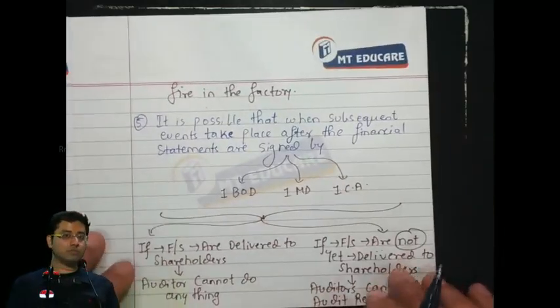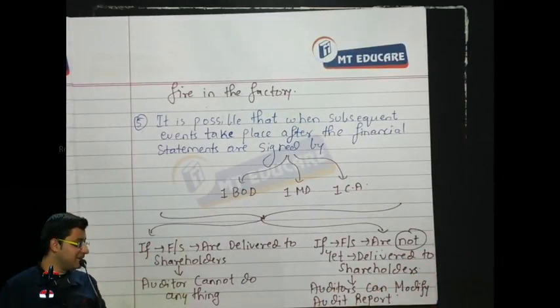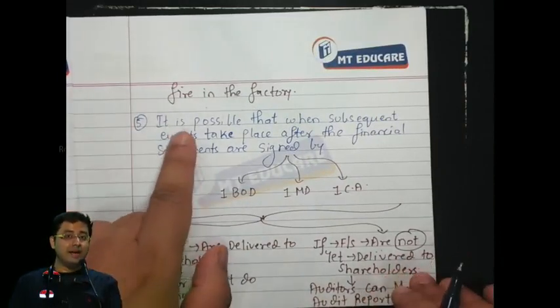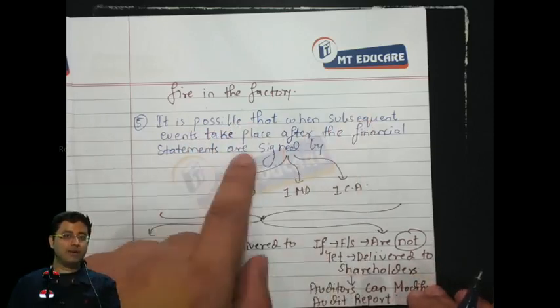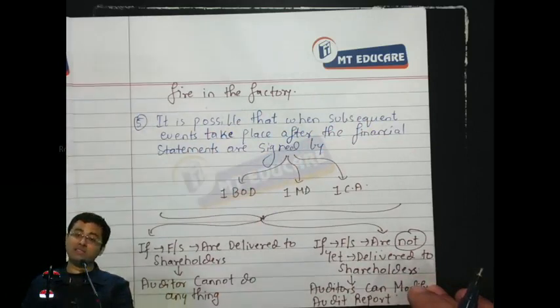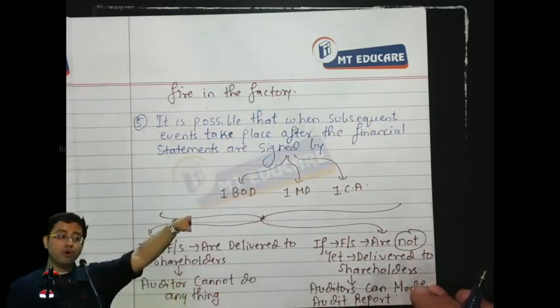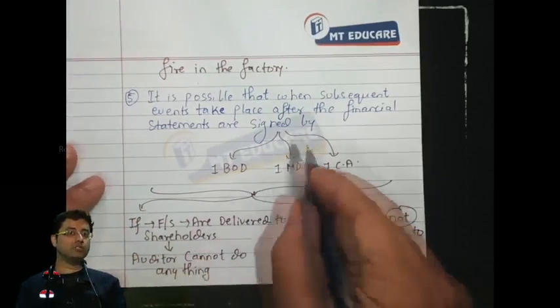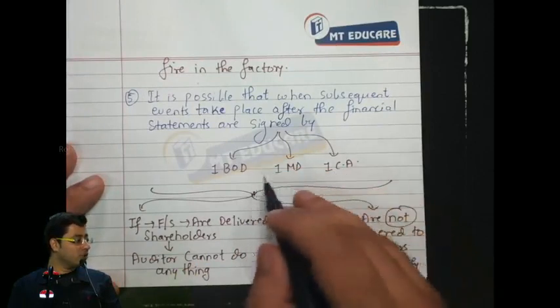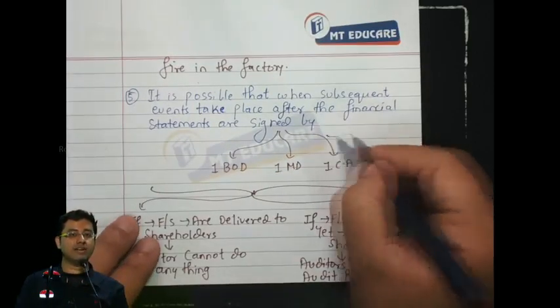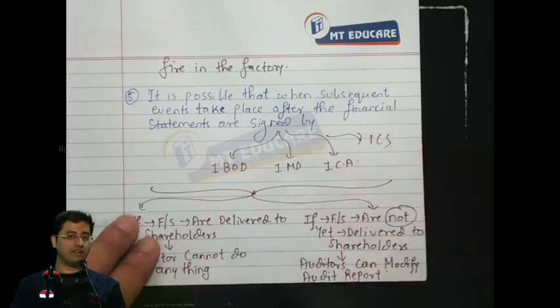Now the problem comes when the subsequent event is taking place. Please understand. It is possible that subsequent events take place after the financial statements are signed. Tell me, when will the financial statements be signed? In the board meeting. After the board meeting, the auditor will prepare his audit report. If the financial statements are signed, who is the signing authority? I have already told you. This is the minimum signatures required, and now even the company secretary is also required to sign on the financial statements.